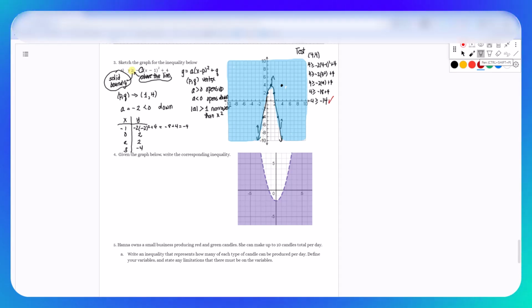Now let's do one in the region that is not shaded. 1 and -1. That's in the region that's not shaded. So let's go ahead and put that in, and we get -1 greater than or equal to -2 times (1 minus 1) squared plus 4. Well, that gives us -1 greater than or equal to -2 times 0. That's a fun one. Makes things easy. And -1 greater than or equal to 4. And that is not true. Therefore, we know that the region that we've not shaded is also correct.